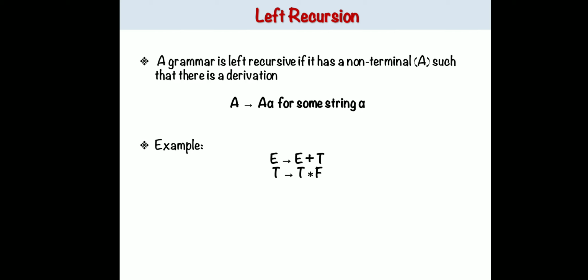E arrow E plus T, T arrow T into F, where E and T are the non-terminals. So this grammar has left recursion.